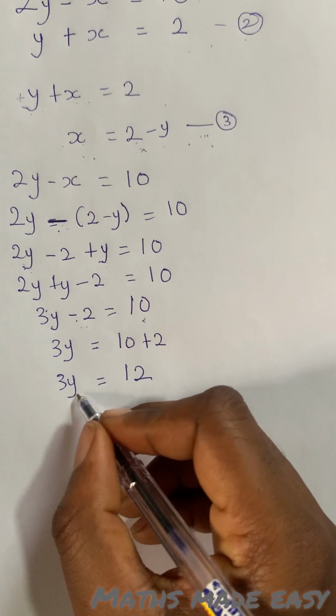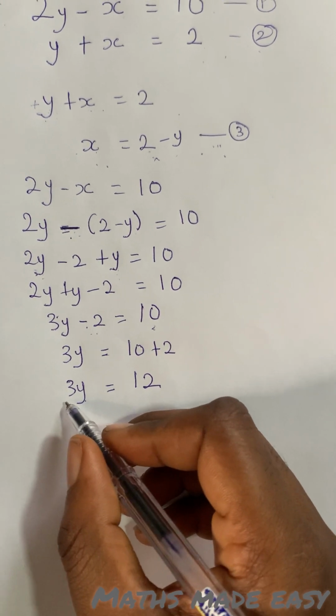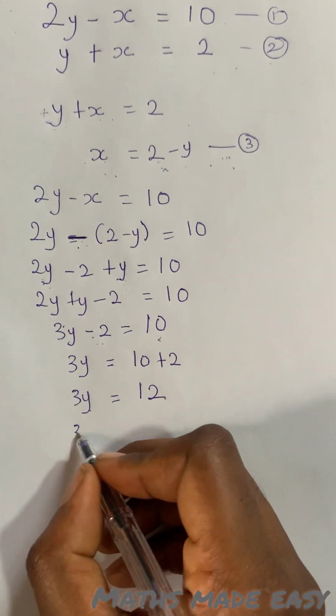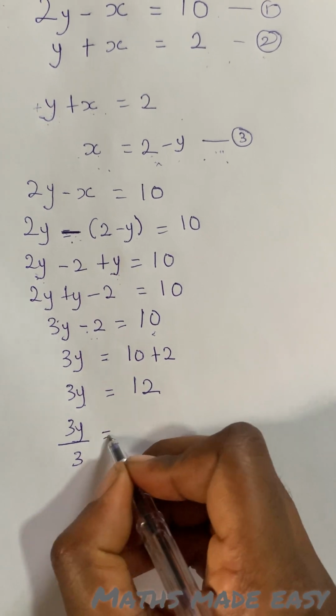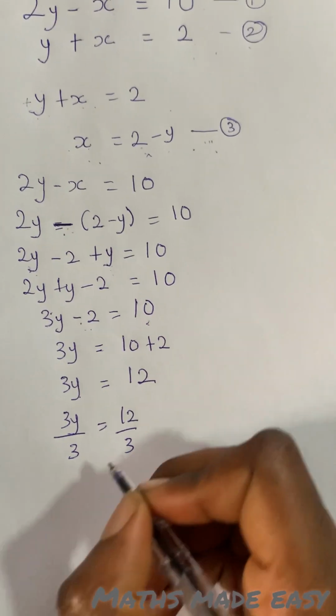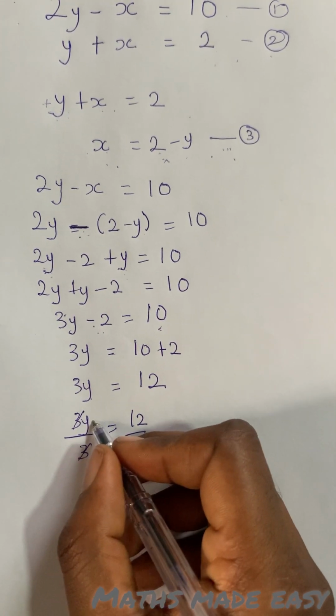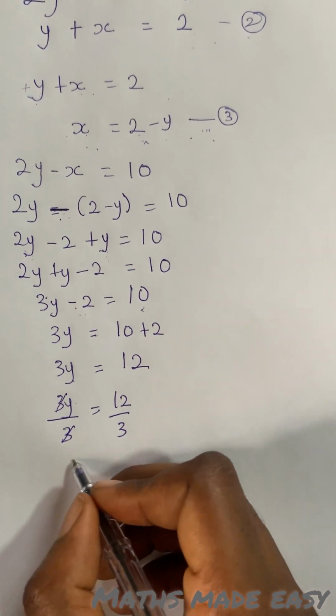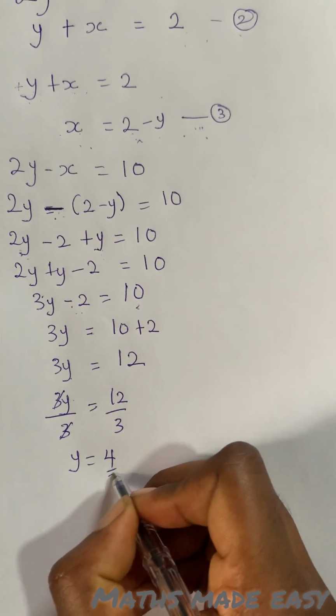Then we'll divide both sides by the coefficient of y. What is the coefficient of y here? We have it to be 3. So 3y divided by 3 equals 12 divided by 3. 3 divided by 3, we still have our y here. 12 divided by 3 gives me 4. So we have y equals 4.